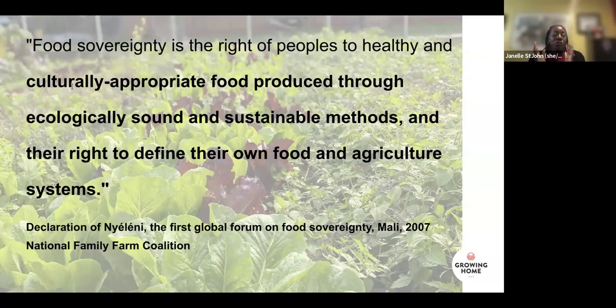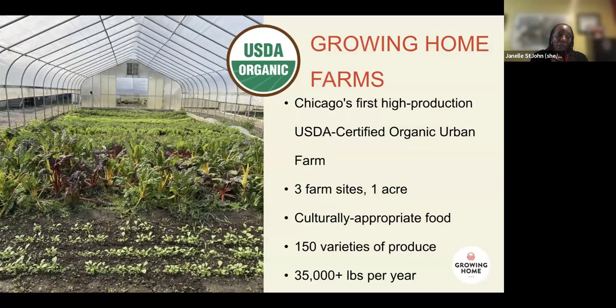Next slide. So we're a high production farm. We're USDA certified. We're also GAP certified, for those of you in the food world, good agricultural practice. This means we could sell to grocery stores. We have 3 farm sites. We grow on about 1.7 acres, actually a little bit bigger than 1 acre. We focus on producing culturally appropriate food. We do over 115 varieties of produce every year. And I hate using pounds because it's all relative, but we do an average of 35,000 pounds of food.